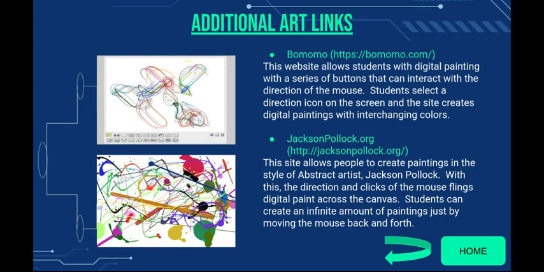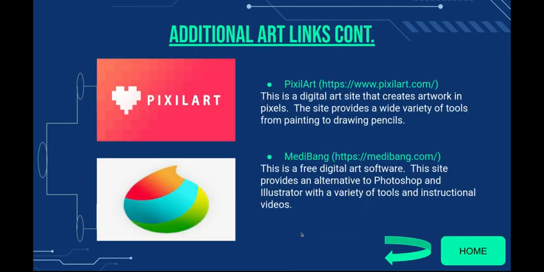JacksonPollock.org. This site allows people to create paintings in the style of abstract artist Jackson Pollock. With this, the direction and clicks of the mouse flings digital paint across the canvas. Students can create an infinite amount of paintings just by moving the mouse back and forth. Pixelart.com. This is a digital art site that creates artwork in pixels. The site provides a wide variety of tools from painting to drawing pencils.